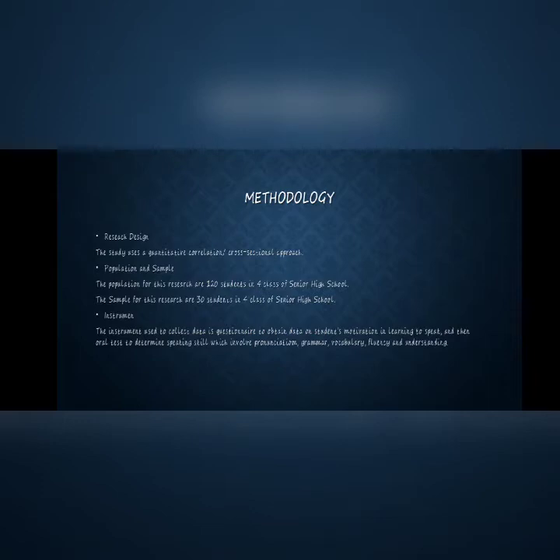Instrument. The instrument used to collect data is a questionnaire to obtain data on student motivation in learning to speak, and then an oral test to determine speaking skill, which covers pronunciation, grammar, vocabulary, fluency, and understanding. Data collection. The researcher gave a close-ended questionnaire and an oral test in the form of a conversation. Data analysis. The data analysis used SPSS and Microsoft Excel.